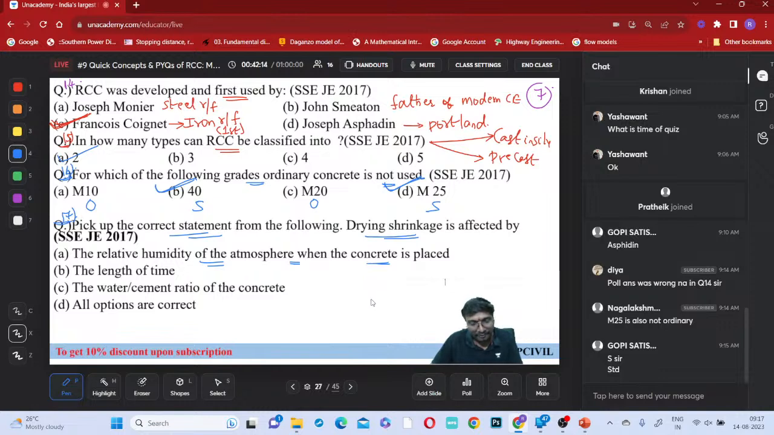You have solved this many times, very good. If you have outside humidity and inside humidity, that condition will definitely influence. If outside it is hotter compared to the concrete, then it will definitely evaporate. The longer you keep it, more drying will happen, right? Water cement ratio also, more water present means more drying will happen until it gets dried. Option D will be the correct answer, absolutely, right?